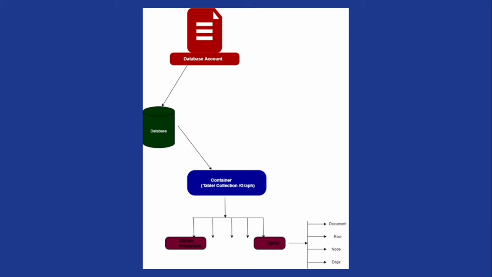Inside of the container, it contains stored procedures, triggers, and items. Items can be treated as a collection of documents, rows, nodes, or edges. All of these depend upon the container, and the container depends upon the API we choose. But ultimately everything is stored as a key-value pair, a NoSQL dictionary. All these tables, collections, graphs, and nodes are just wrappers to make it easy to consume.